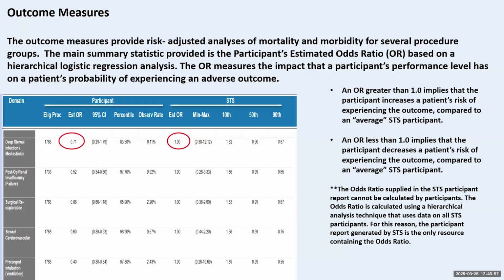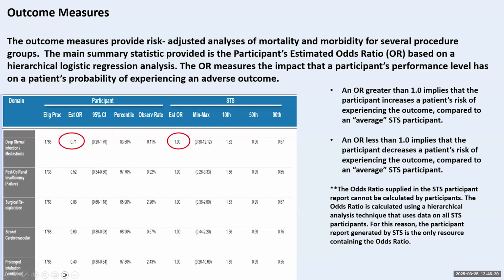And that is the main summary statistics that is provided. This is definitely a statistical hierarchical logistic regression analysis number. This is not something that I can calculate or you can calculate at your site. This is a very highly detailed and calculated statistical number. But let's talk about OR just for a little bit.